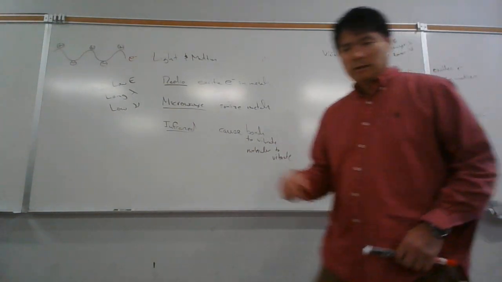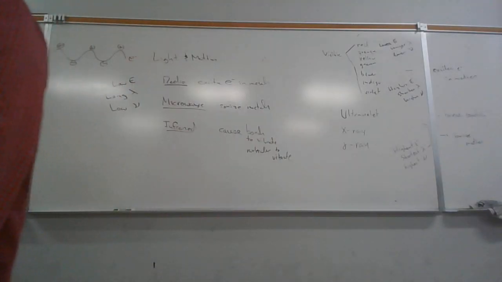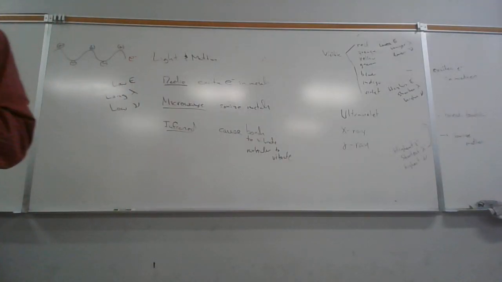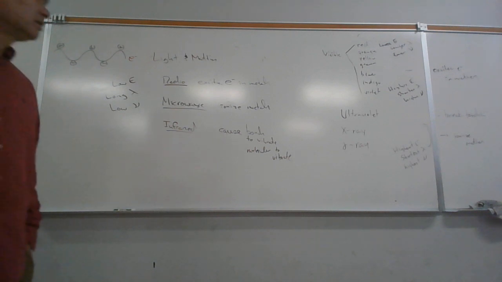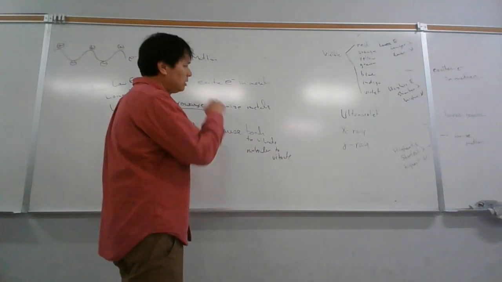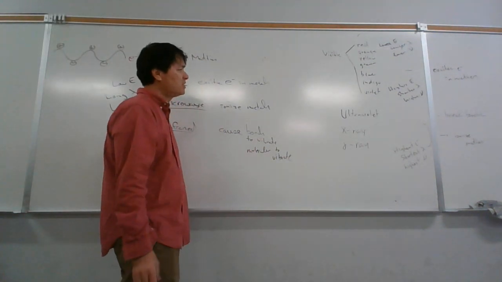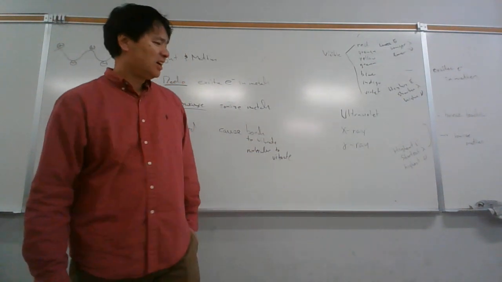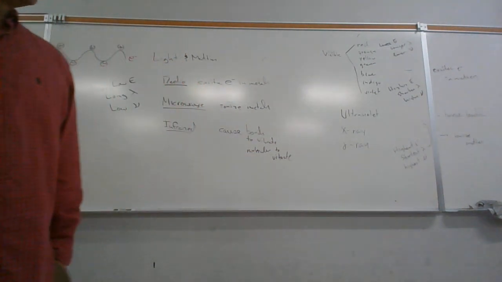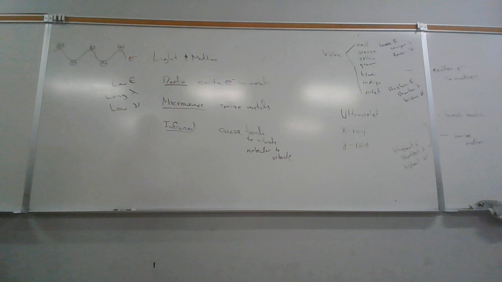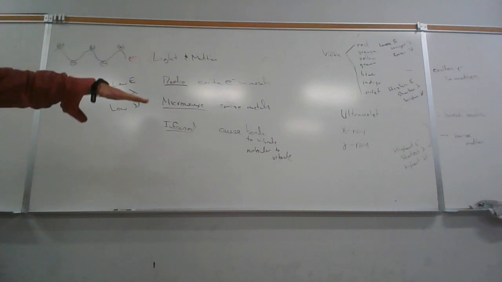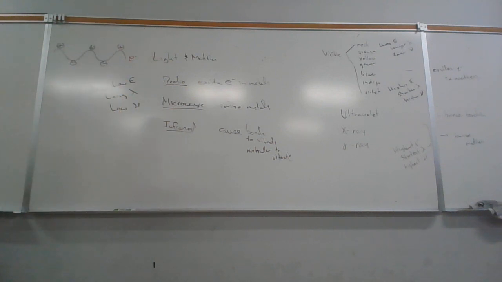Well, so there are different ways to make light. The sun makes light, essentially exciting electrons. When you excite electrons, they don't stay excited forever, and they'll eventually relax back down to a lower energy state.